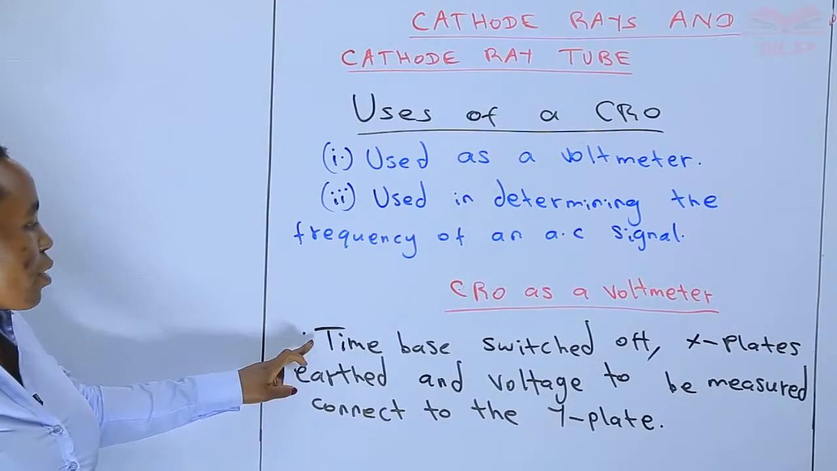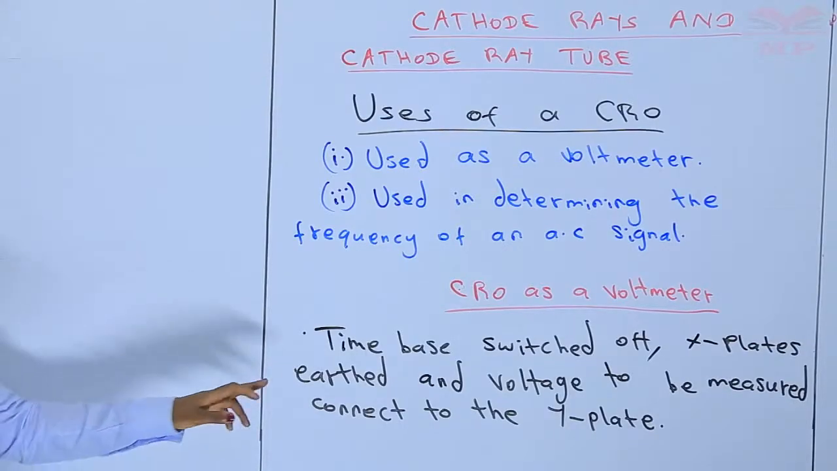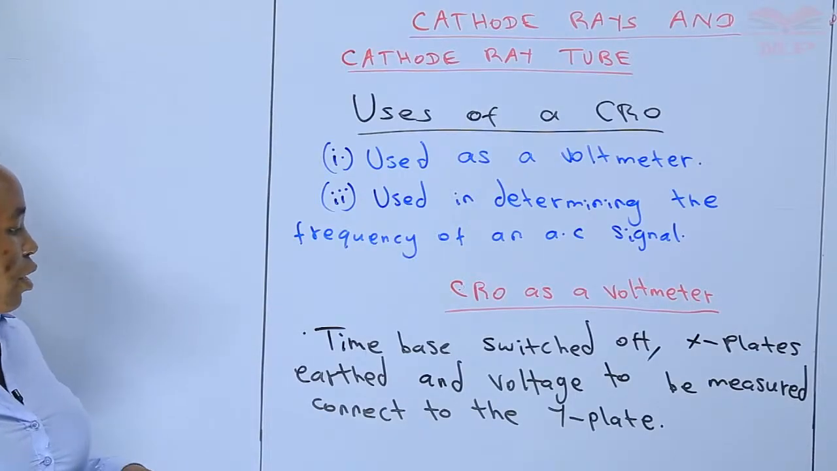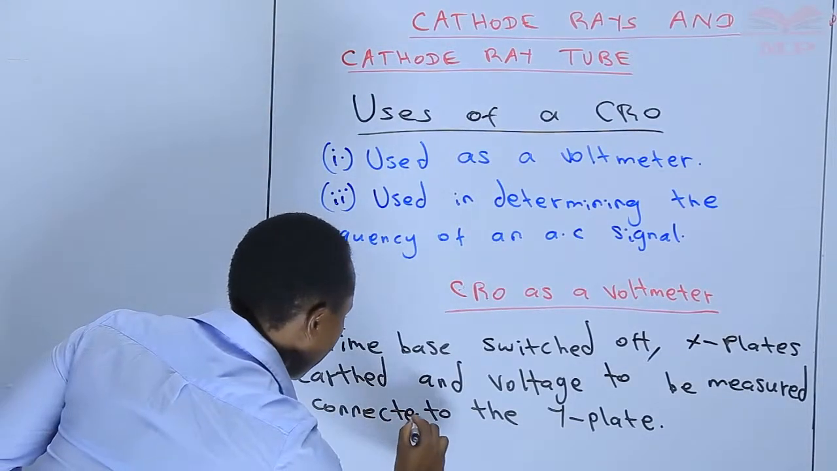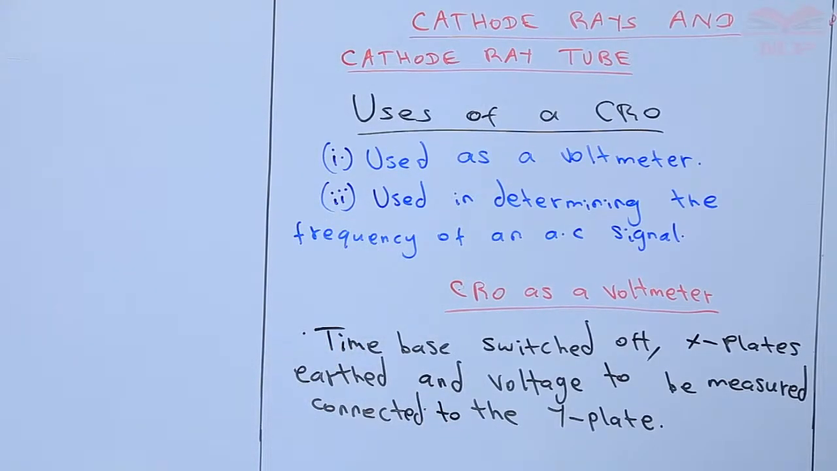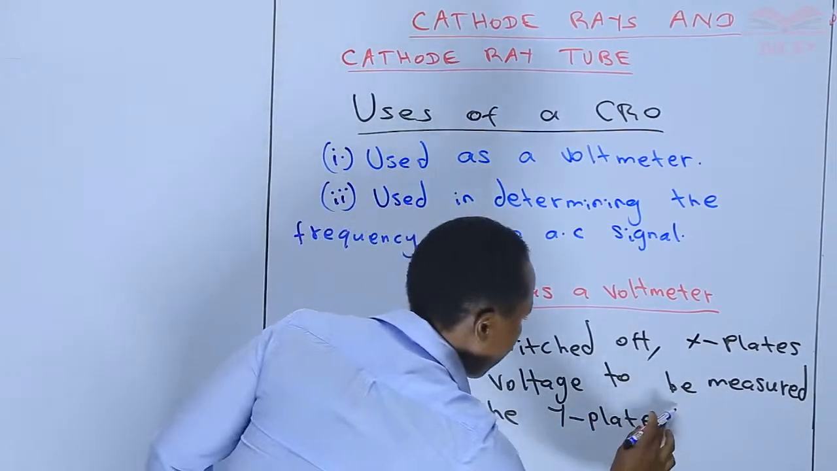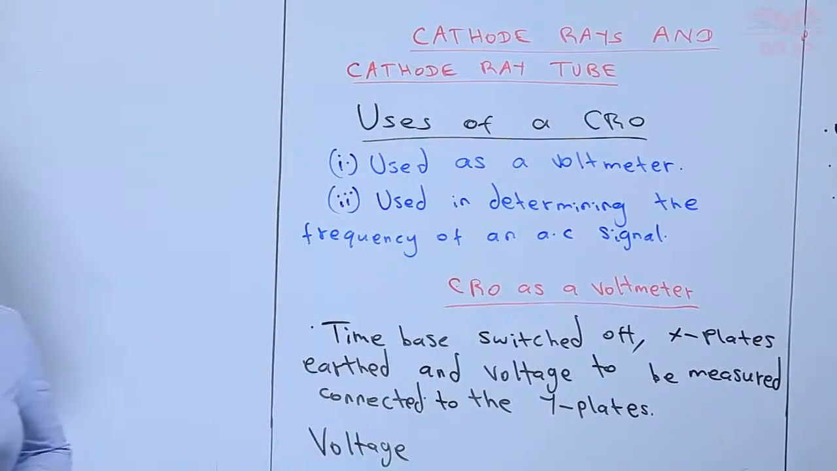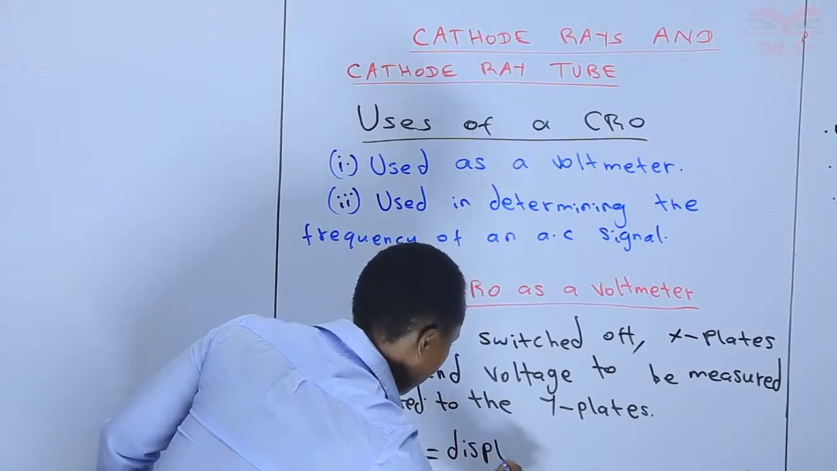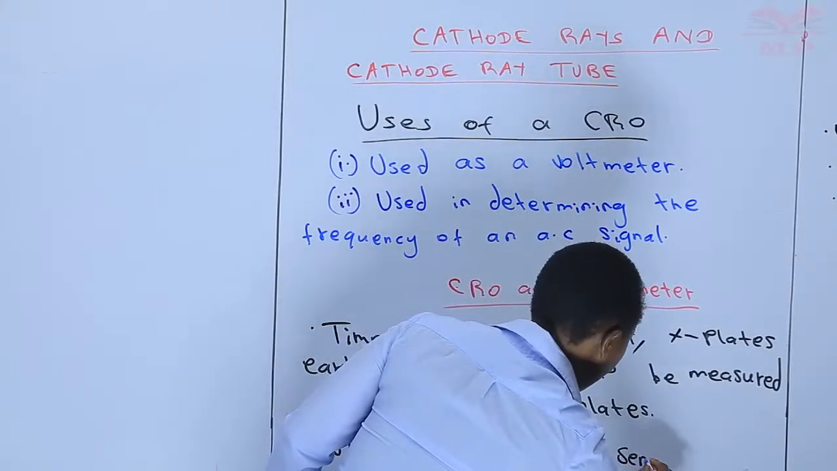So when we have the timebase switched off, remember we said that the timebase is connected to the X plates. The X plates are earthed, and then we have the voltage to be measured connected to the Y plates. Remember we said there are two. Then the voltage will be given by the displacement multiplied by the sensitivity.